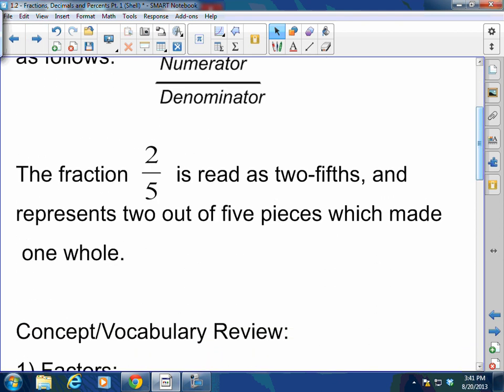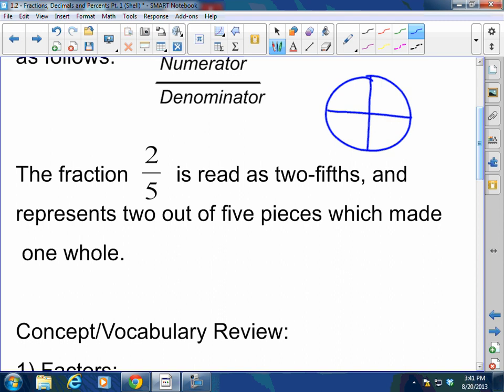The fraction 2/5 is read as two fifths and represents 2 out of 5 pieces which make one whole. So if I have a little pizza pie here, and I've got 1, 2, 3, 4, 5, 6, 7, 8 slices, 3/8 means that 3 out of the 8 slices were either taken away or left. That's what that fraction represents: 3 out of a total of 8 to make one complete whole.